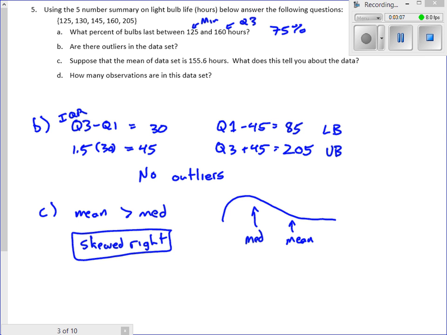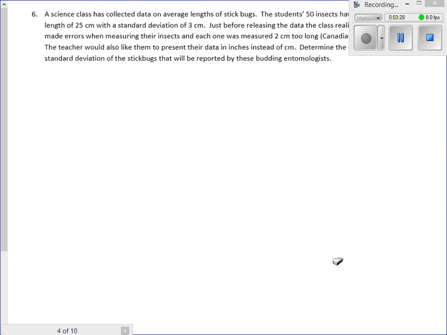And then finally for D, how many observations are in this data set? Well, all we know are 5 particular numbers, so we actually cannot determine. There's an argument you can make that we know there's at least 5, but even that we're not quite sure of. So cannot determine, probably your best bet there.